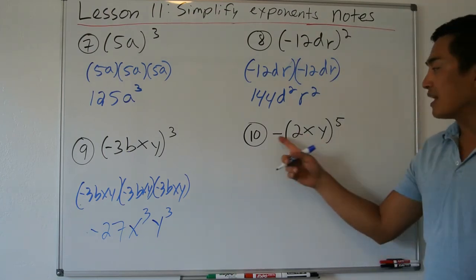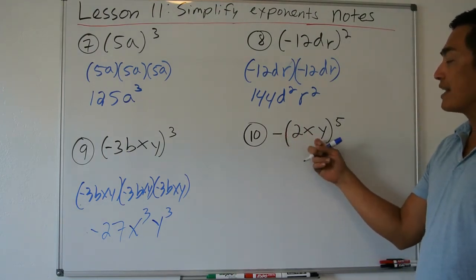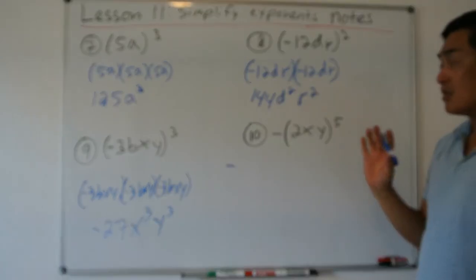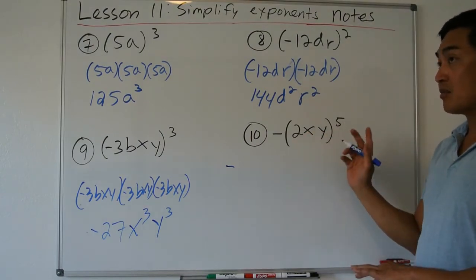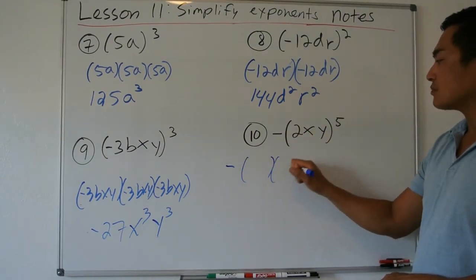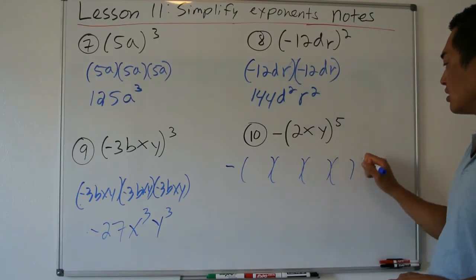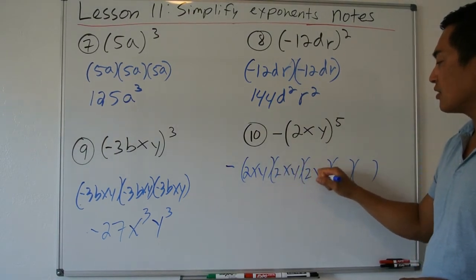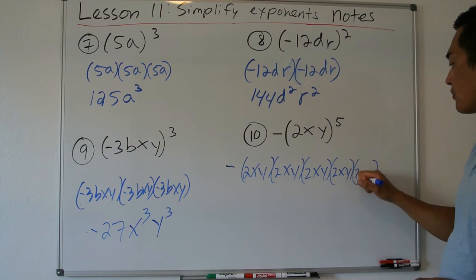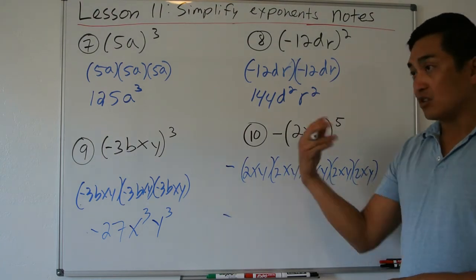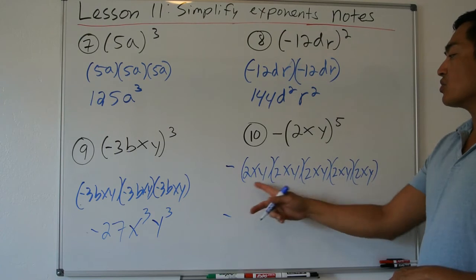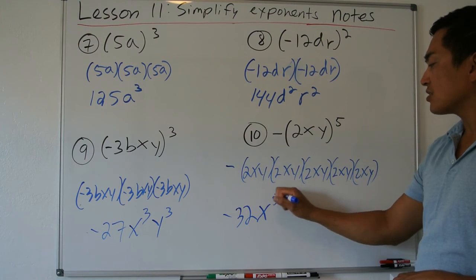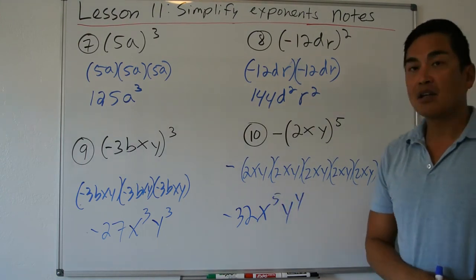Okay, let's move on to number 10. This one has 5 of them. Now this one here, this negative doesn't belong inside a parenthesis, so that one again, it could belong to something else. Okay, so leave it alone. That's not part of the exponent, but the parenthesis is. And there's 5 of them. Alright, so that's 2xy, 2xy. Again, you know it's going to be negative. Now focus on the numbers. 2 times 2 times 2 times 2 times 2 is 32. There's 5 of them for x, 5 of them for y.